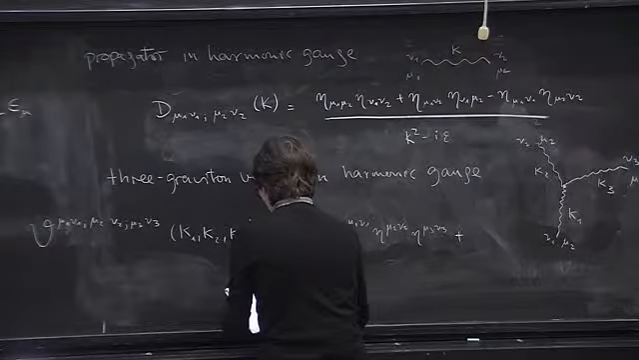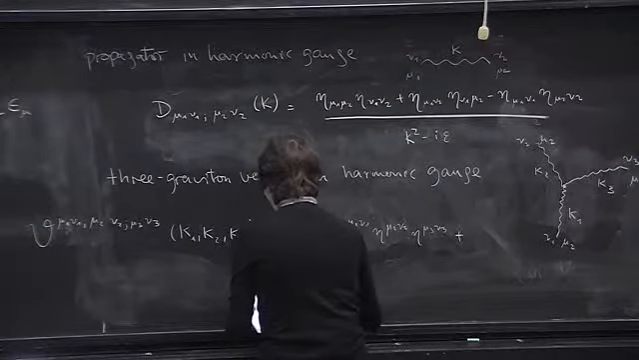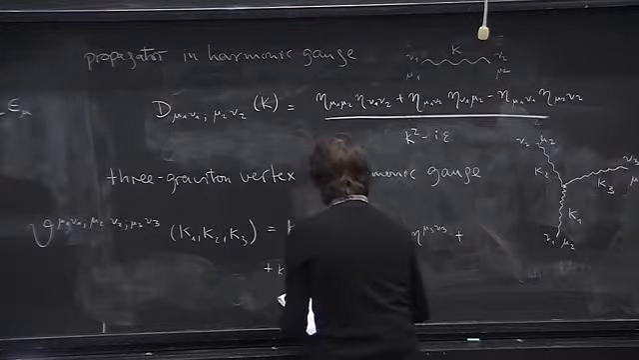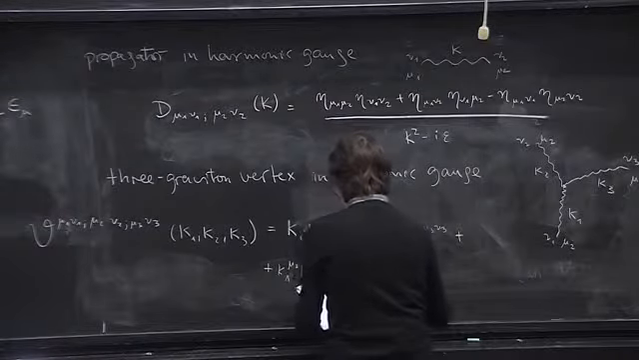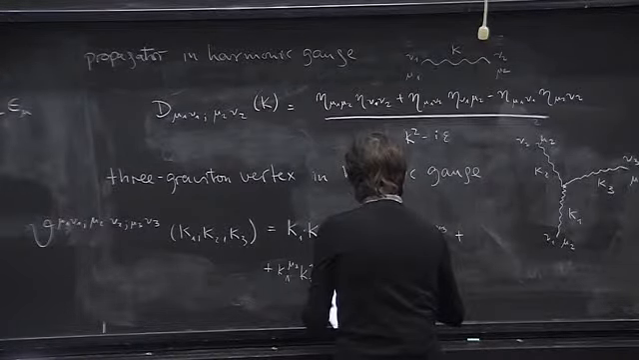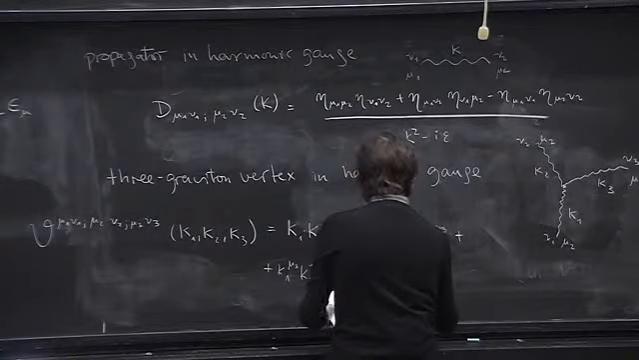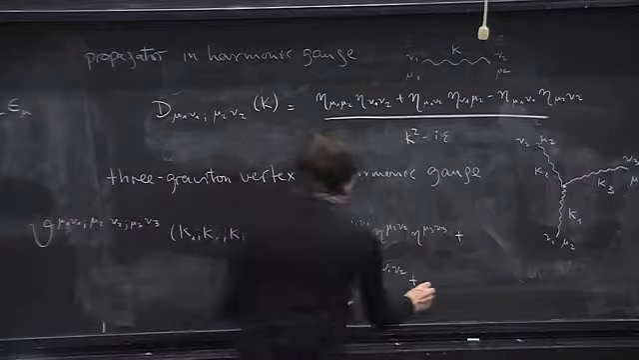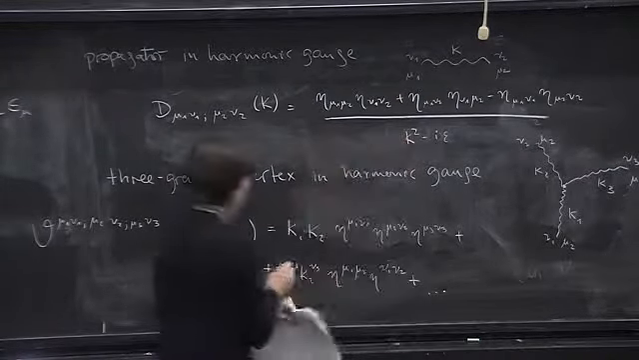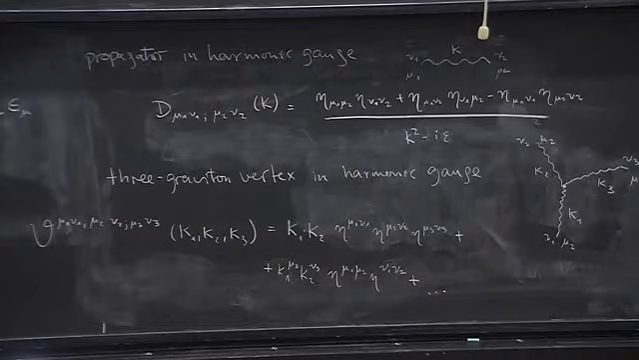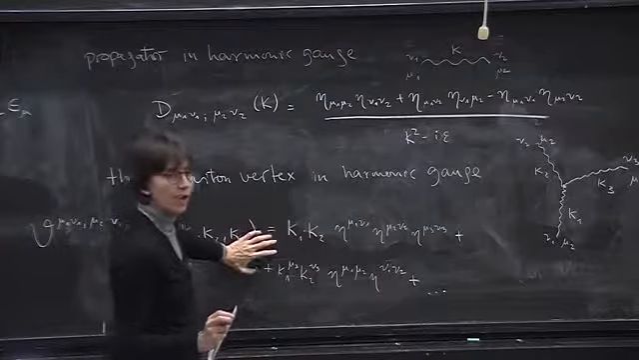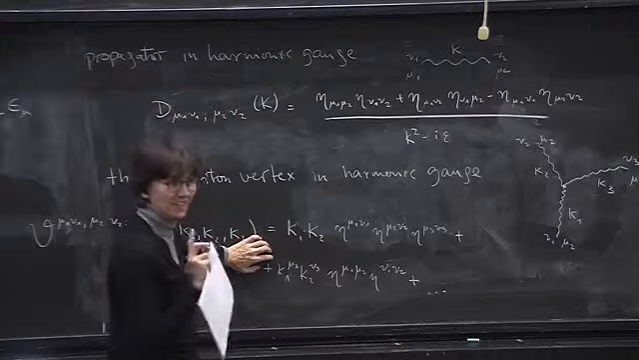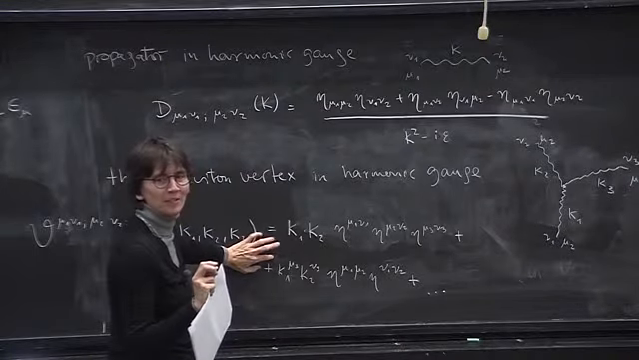k1 mu3, k2 mu3, eta mu1 mu2, eta nu1 nu2, plus. Now, I have only like 3.5 minutes. Now, there are more than 100 terms to be added here. More than 100, okay? So you forgive me for not writing them all out.